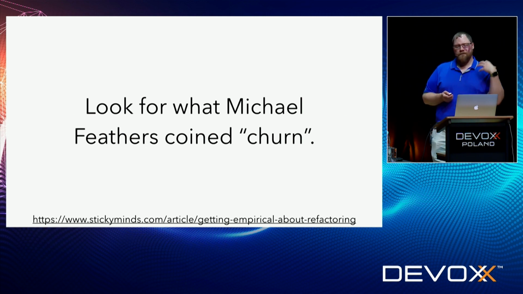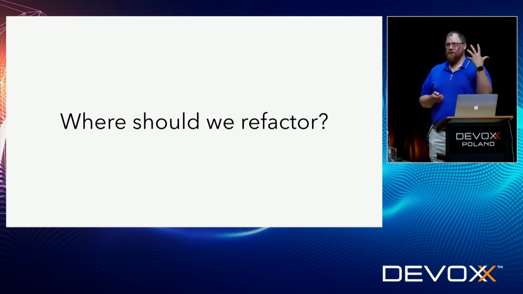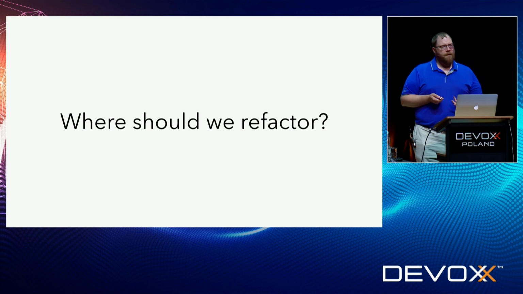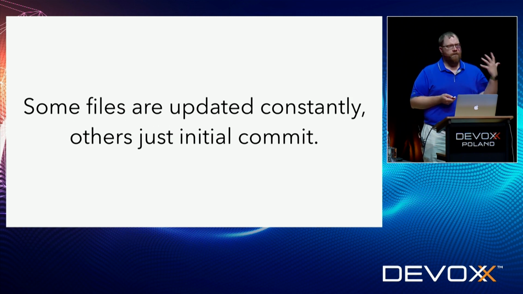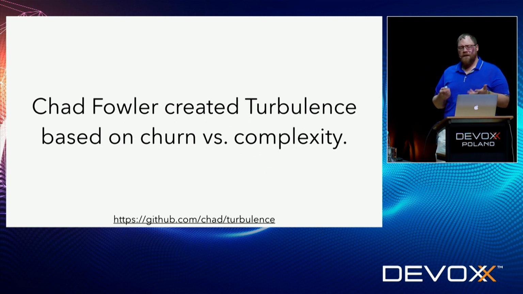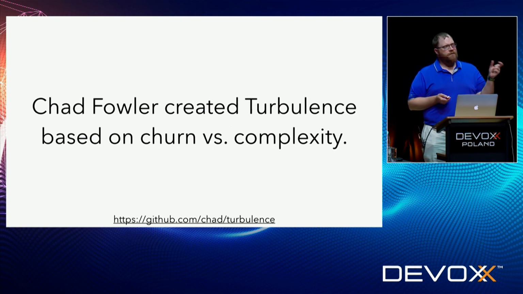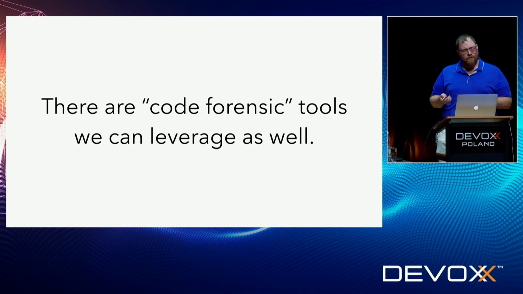Now, Michael wrote this around refactoring. Where should we find things to refactor? And so inevitably on almost every project, you're going to find this sort of long tail distribution. You've got some files that are updated all the time, and then it sort of tails off to things that probably haven't been touched since that initial commit. Now, Chad Fowler took this same idea and said, I can create a tool called Turbulence that's based on churn versus complexity. You can also look at basic code forensic tools.